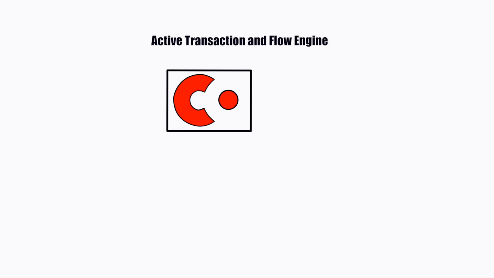This is a short video regarding the high availability features of R3 Corda. A virtual Corda node is comprised of multiple interacting components. There will always be at least one active transaction and flow engine, a database, and a file and message store.